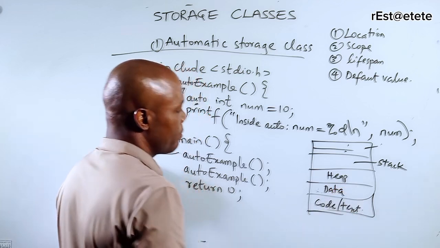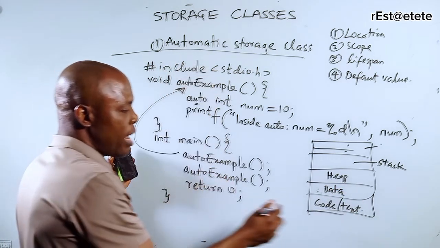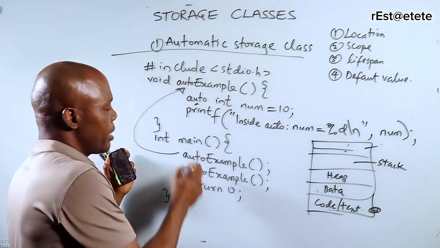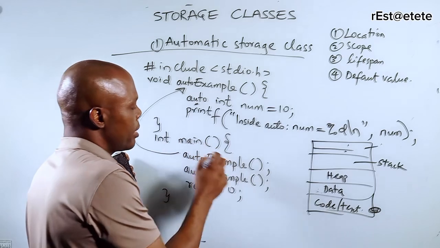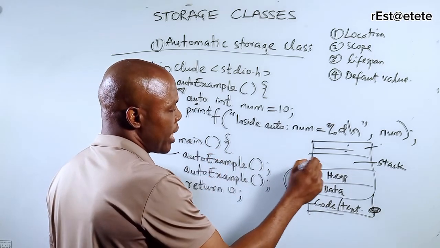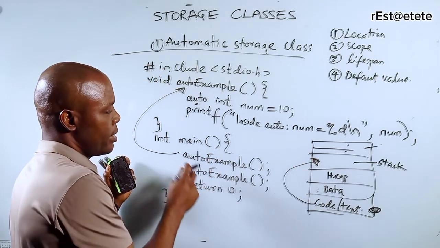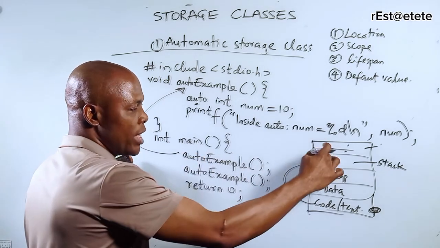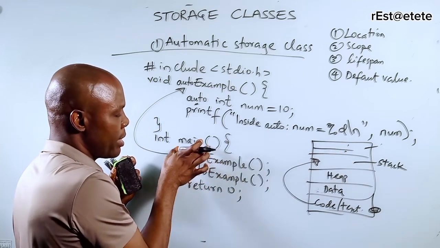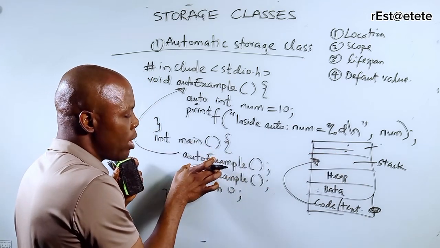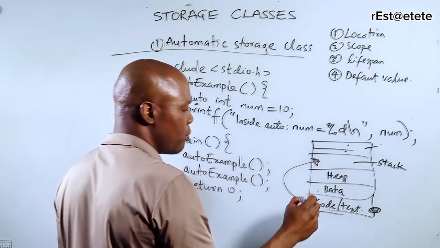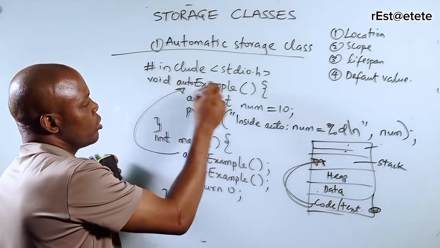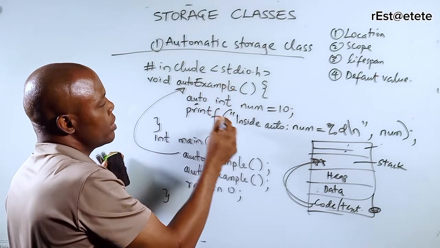The data segment. Now, when you compile this program, it is going to be stored here. Then, when I call this main, it will be loaded into the stack. Inside that main, a stack frame will be created for my main. Then inside this main, I'm going to call my auto example. So this auto example will also be loaded into what? Into the stack. Once it is loaded into the stack, control will be given to it.